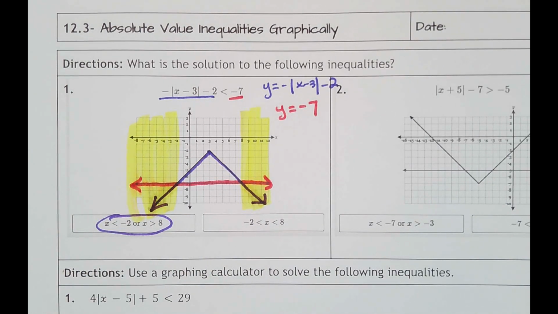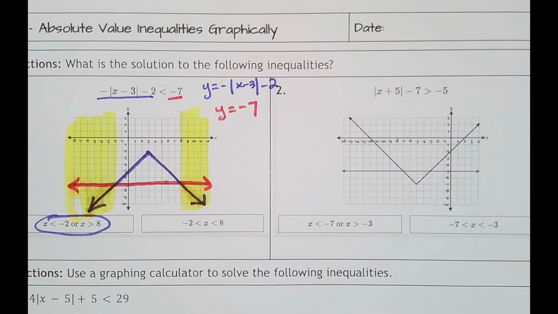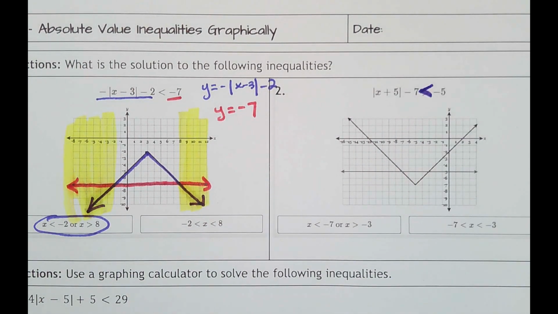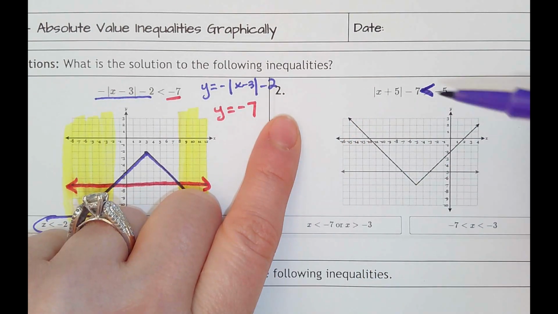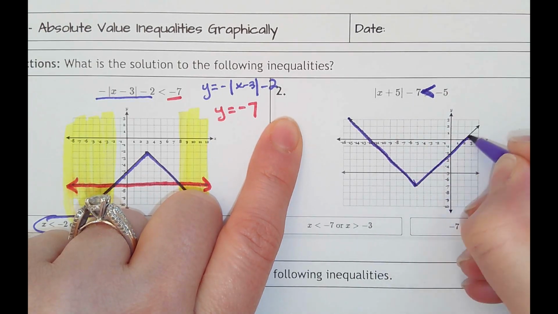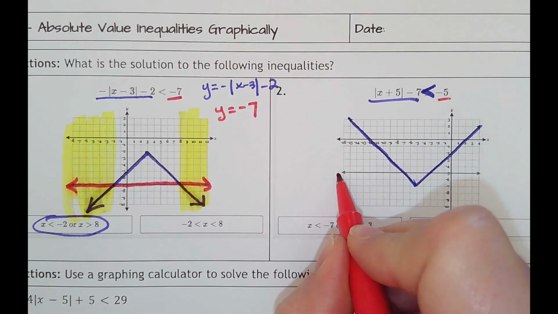Okay, let's try another one. I'm actually going to have you change the symbol because I meant to get an and problem. Let's do is less than. So again, this is graphing the absolute value of x plus 5 minus 7. That's the V-shaped graph here. And then leaving it with the -5 on the other side means graph the line y equals -5, another horizontal line.